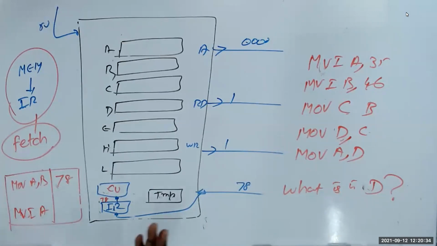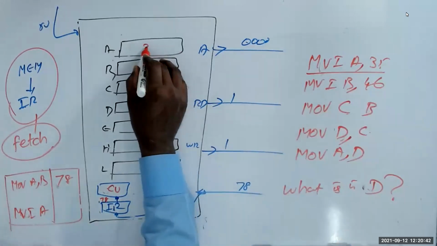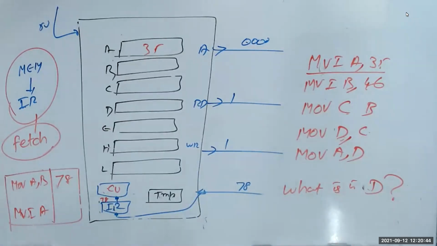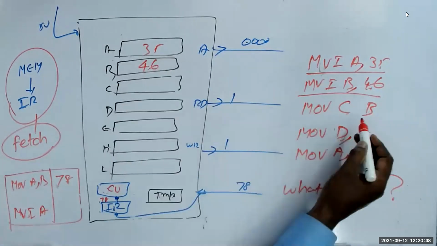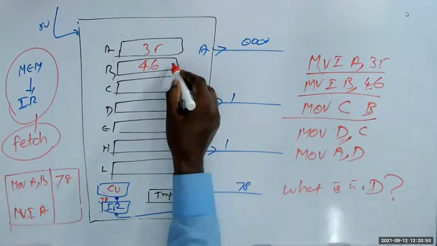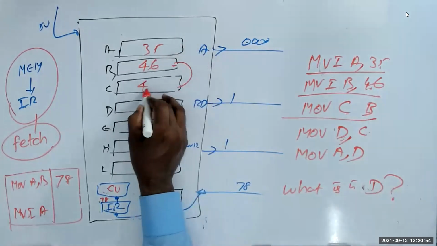The trick is how fast you do that. That's the only thing. Now I say move immediate A, 35. So write 35, don't do anything. Then move immediate B, 46. I've written 46. Then move B to C. C becomes 46. C is gone.